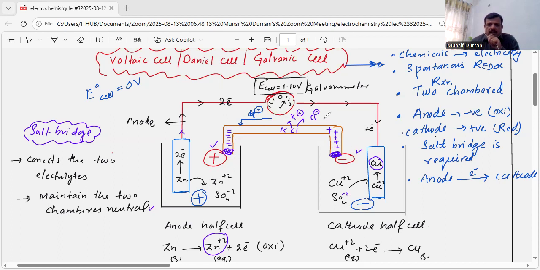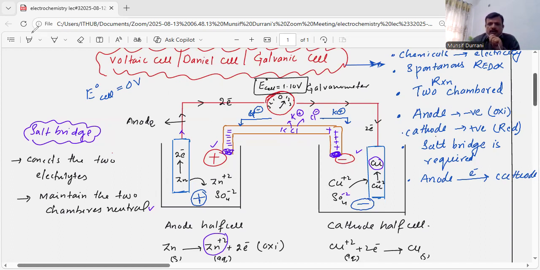Similarly, all the potassium ions will move toward the cathode half cell, because the cathode half cell is negatively charged, so the potassium ions will neutralize this negative charge. So what is the function of the salt bridge? The salt bridge connects the two electrolytes, that is zinc sulfate and copper sulfate, and it maintains the two chambers neutral. These two chambers become neutral. That is the main function of the salt bridge.